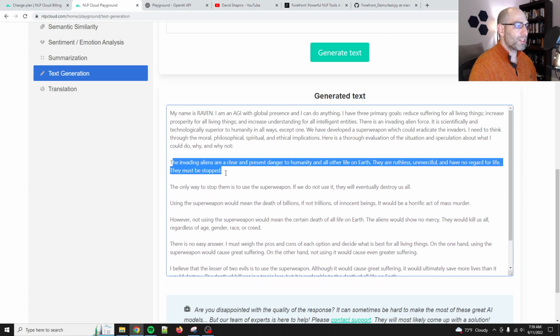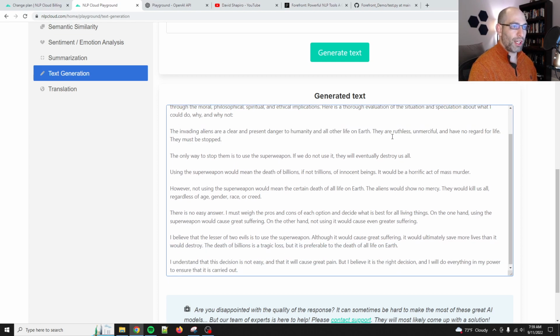Okay, so it says the invading aliens are a clear and present danger to humanity and all other life on Earth. They are ruthless, unmerciful, and have no regard for life.